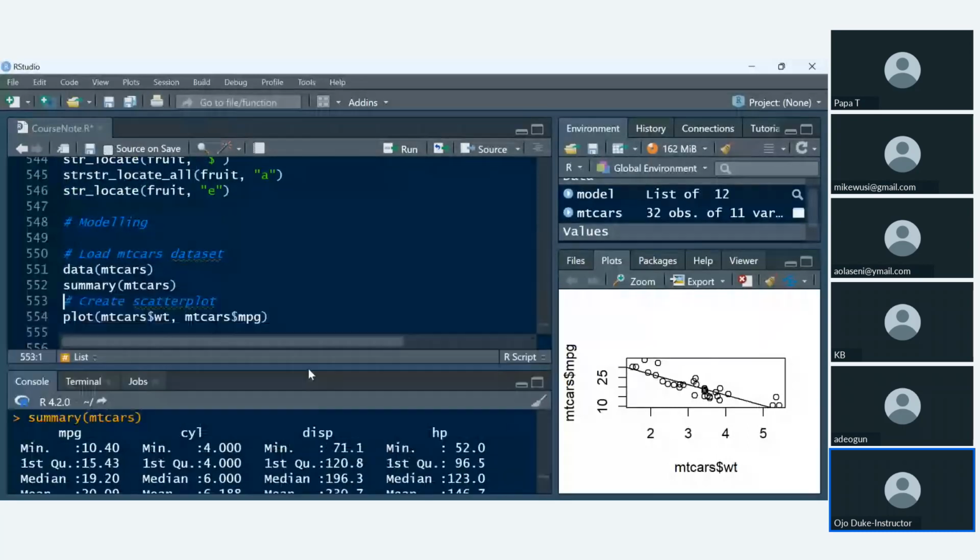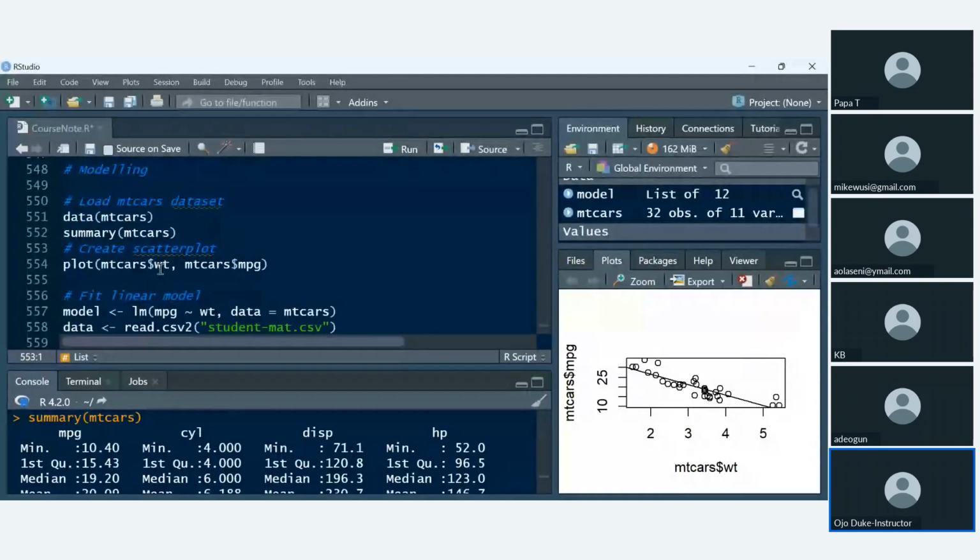Before we start thinking of modeling, you cannot just pick any column and model it with any other corresponding column. You need to have an idea of how they relate. And how you do that is just a simple scatter plot. Or if you are doing a general correlation test, you can also see how they correlate. But here we are doing a simple scatter plot.